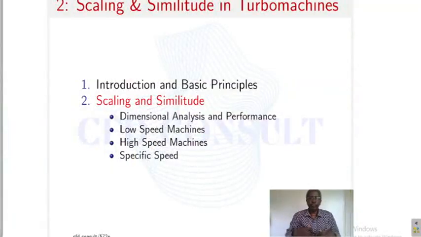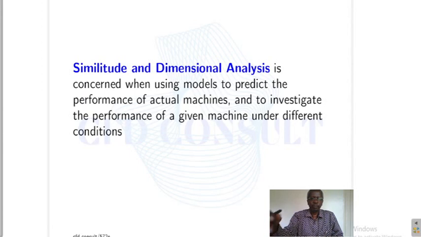So this is the next topic that we are looking at, and under scaling and turbo machines and similitude, we shall first of all look at the dimension analysis and performance. Then we shall apply this to low-speed machines, and then also apply this to high-speed machines, and then consider the concept of specific speed. So formally, we can say that similitude and dimension analysis is concerned with using models to predict the performance of the actual machines and to investigate the performance of a given machine under different operating conditions.